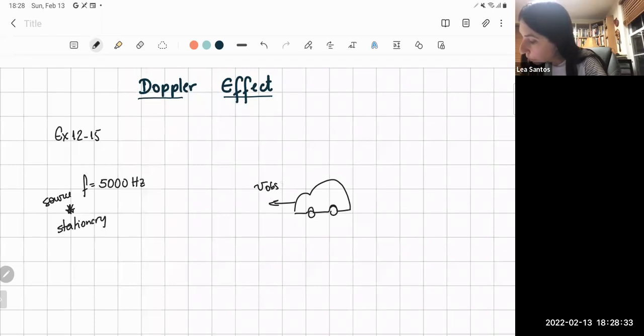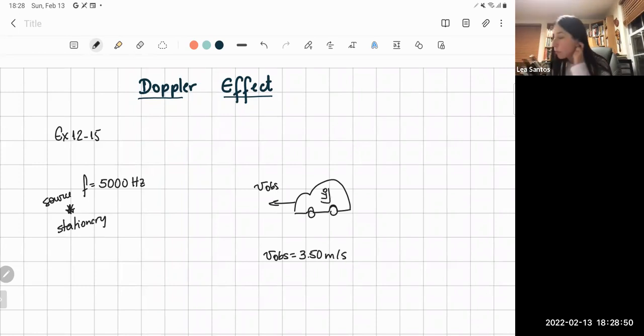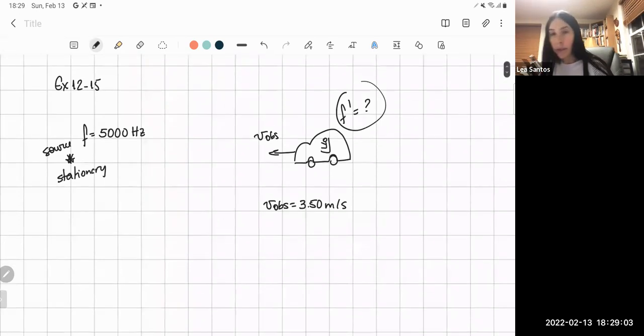The speed of this observer, let's put it here, is 3.50 meters per second. Let me correct this: 3.50 meters per second. Okay, first thing that I want to know is what is the frequency that this person will hear? What is this new frequency that this person will hear because she's moving toward the source? This is what we already derived.